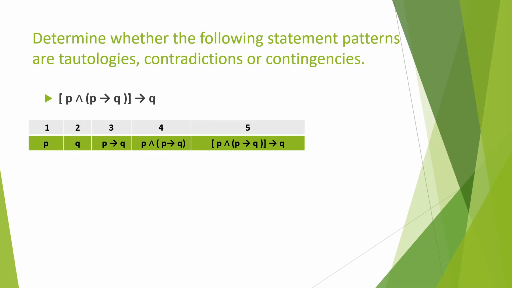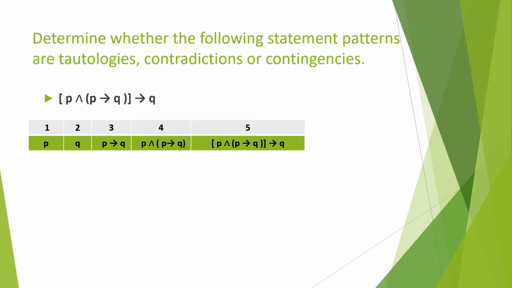Now let's consider one example here to find whether the statement pattern is tautology, contradiction or contingency. So this question carries 3 marks. So let's see this question. P and P implies Q implies Q. So to construct the truth table, first we have to consider the atomic statements. So here we have the atomic statements P and Q. So first column is P, second column is Q.